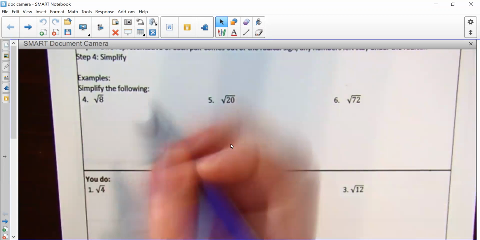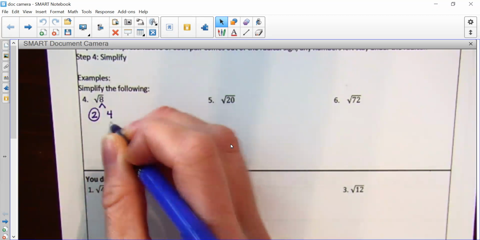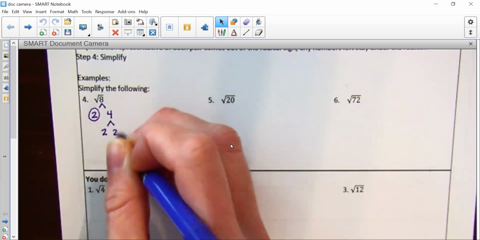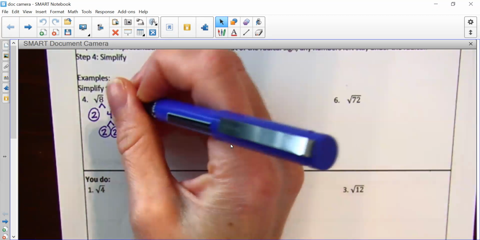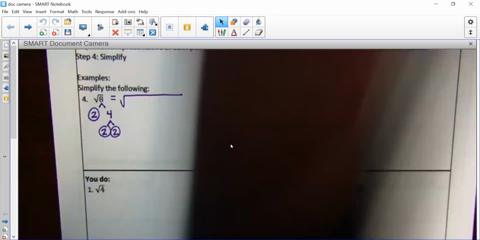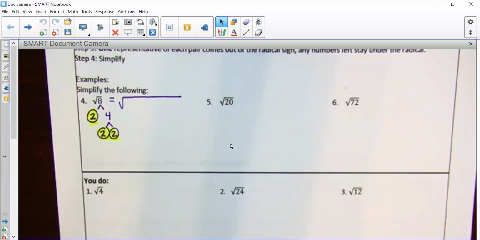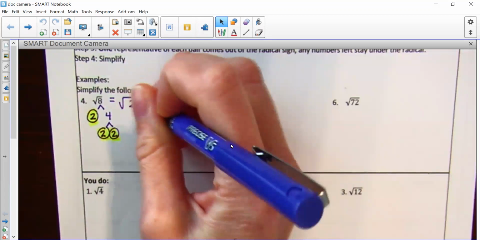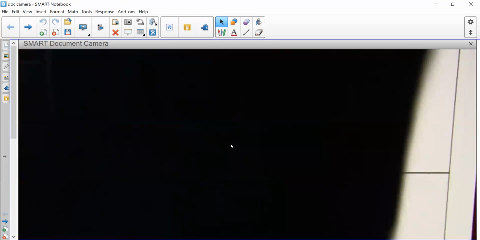I notice 8 is not a perfect square, so I'm going to start a factor tree. 2 times 4 multiplies to 8, and then I can break down 4 into 2 times 2. Every time I have a prime number, I circle it so I remember to bring it back up. Basically, I'm going to gather up all my prime numbers, the three 2s that I circled, and put them back under the radical. So I'm rewriting 8 as 2 times 2 times 2. That's step 1: factor and rewrite your number as just a product of primes.